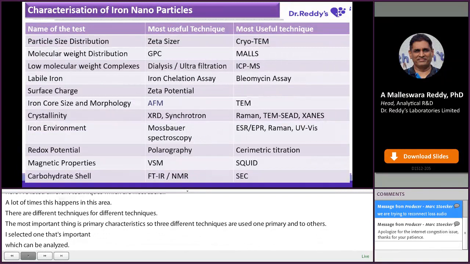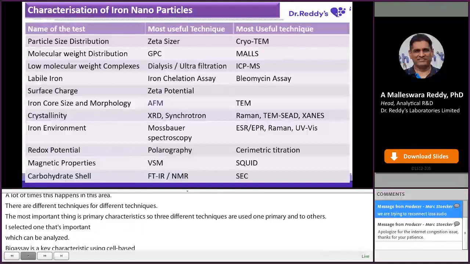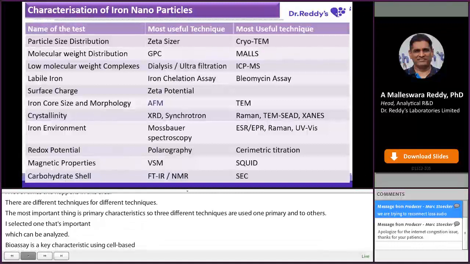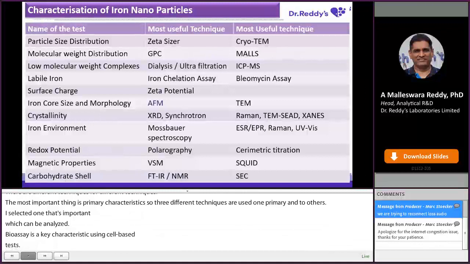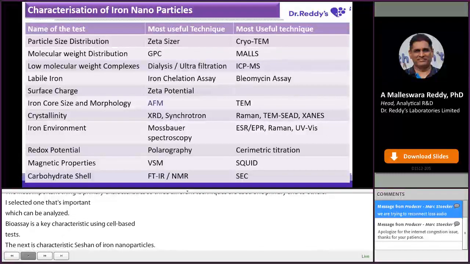Next important thing is characterization of iron nanoparticles, where the size distribution is analyzed using Zetasizer. Orthogonally, cryo-TEM is the most useful technique. For molecular weight distribution, traditionally a GPC method is used, and a MALS detector can be used as an orthogonal.